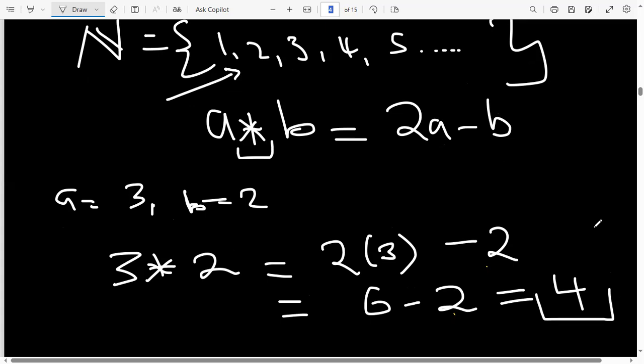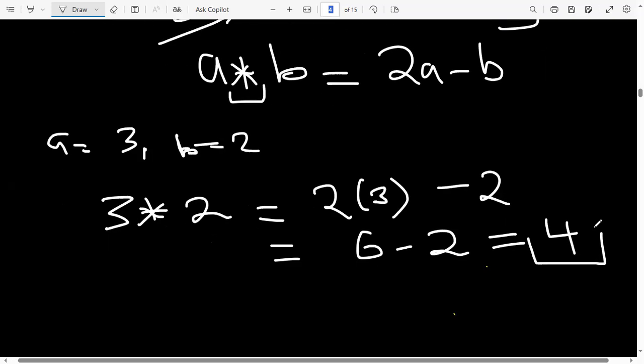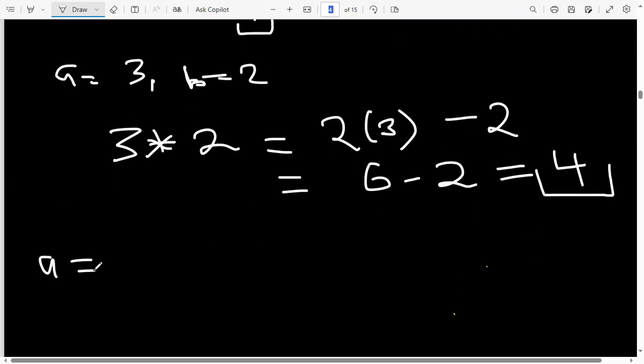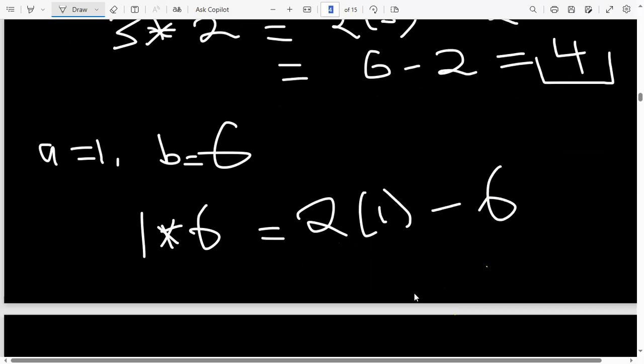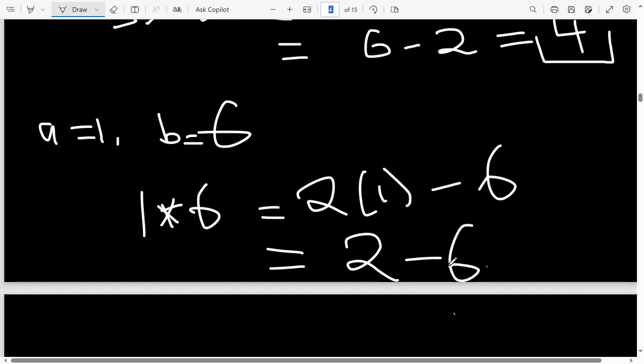You don't conclude after testing just one pair. You try to test others. So let's test another pair. Let A be 1 and B be 6. Let's test whether these two will give us a natural number. By definition, A star B is 2 multiplied by A, minus B. So we get 2 minus 6, which gives us minus 4. Is minus 4 a natural number?